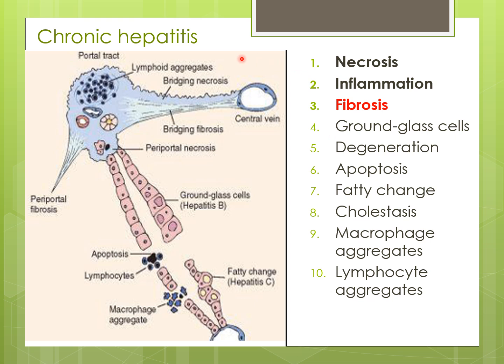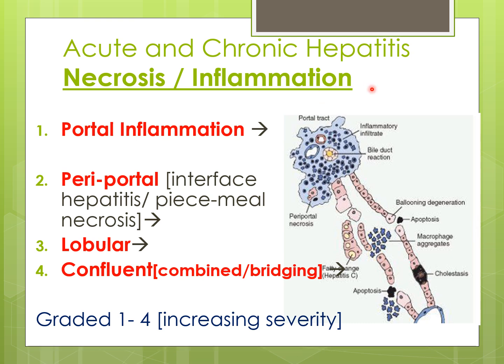Similarly, in chronic hepatitis, along with necrosis and inflammation, fibrosis is also important. And then there are a total of 10 other things which we are not concerned with at this stage, at the undergraduate level. But we may ask you, and some good students can answer these later on, we'll tell you. So what happens with necrosis and inflammation in acute and chronic hepatitis? What are the changes related with necrosis and inflammation? How it happens, how it starts, how it ends.